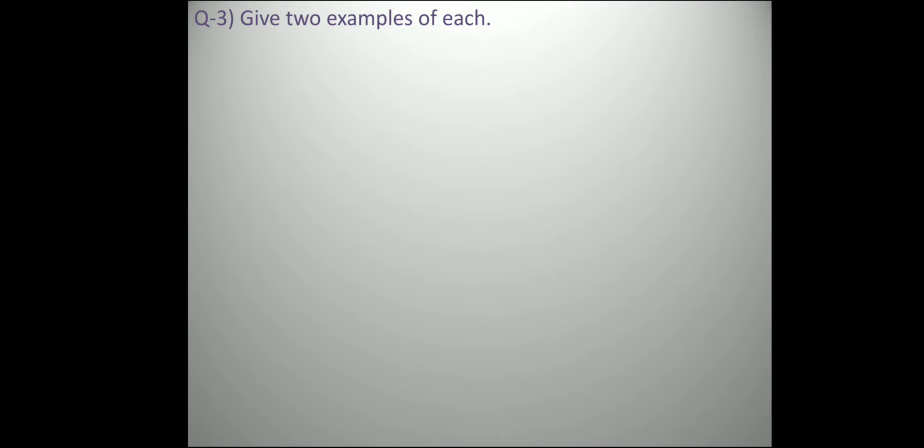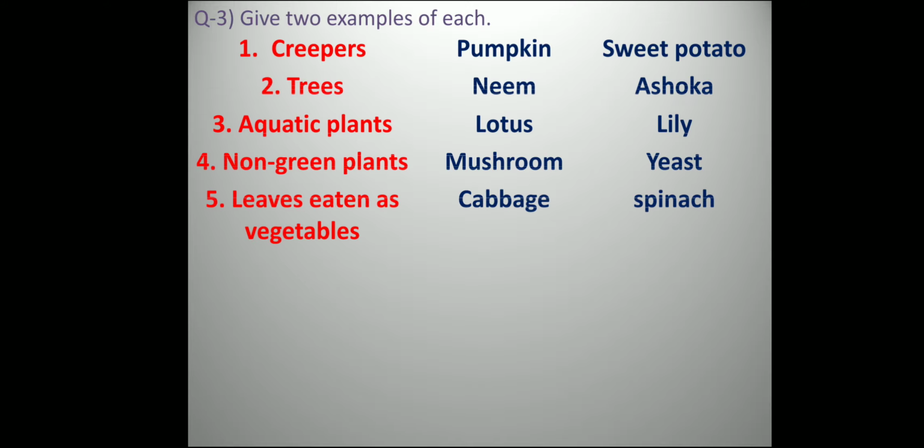Now question number 3. Give 2 examples of each. First is creepers. Answer is pumpkin, sweet potato. Trees. Neem tree, Ashoka tree. Third is aquatic plants. Lotus, lily. Non-green plants. Mushroom, yeast. Leaves eaten as vegetables, cabbage and spinach.